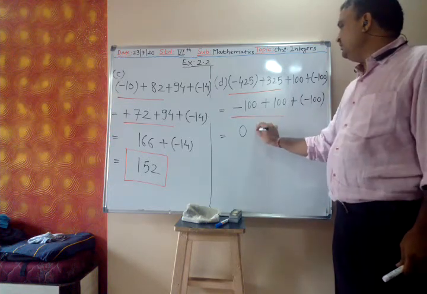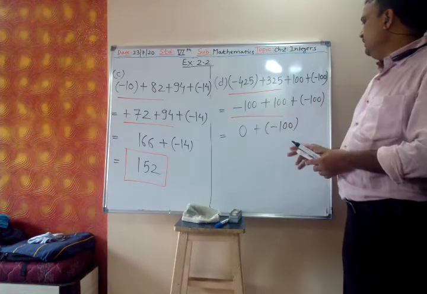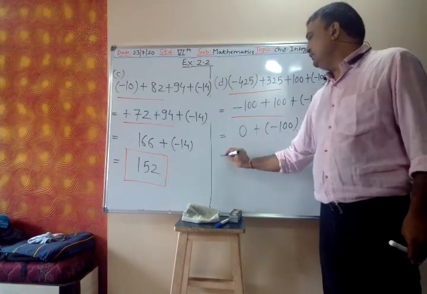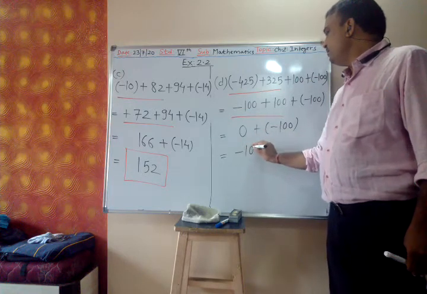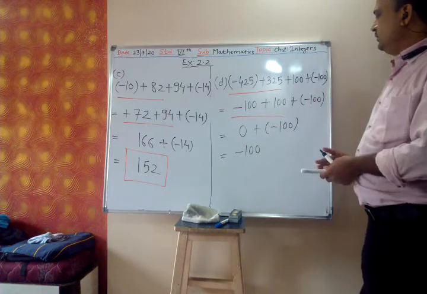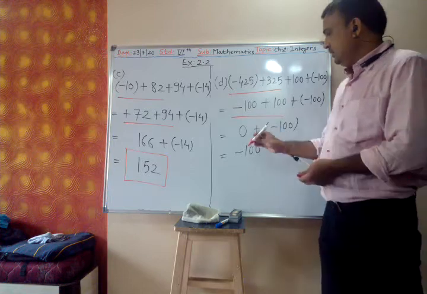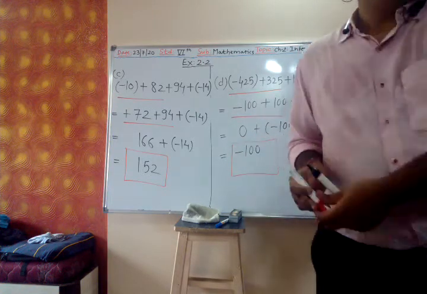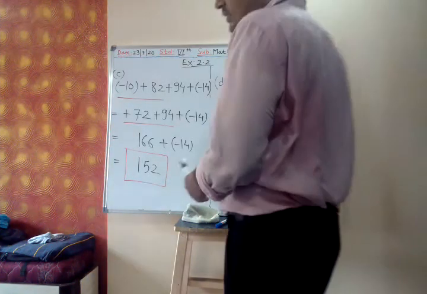Then next is plus minus 100. Now 0 plus minus 100, 0 has no value, so this will be minus 100. Yes, right. So the answer is minus 100.